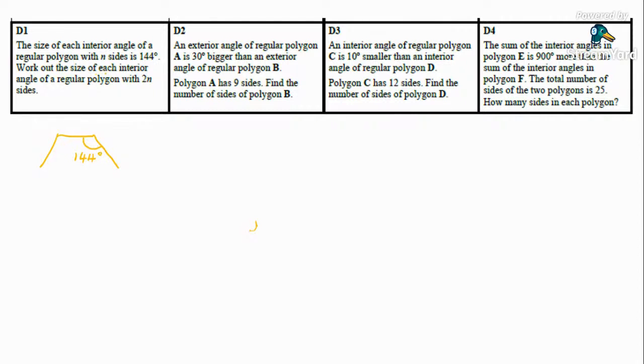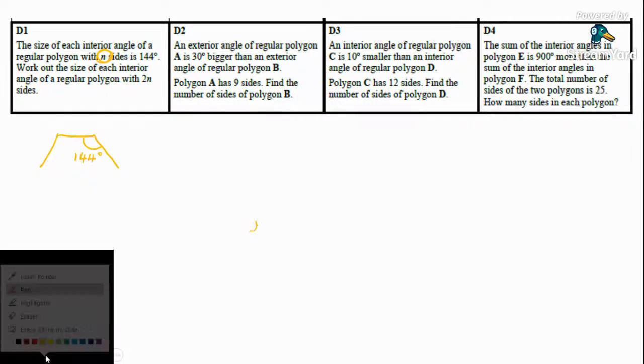Work out the size of each interior angle of a regular polygon with 2n sides. So what we have here is n sides. This is one polygon, our first polygon. Now we want to find the second polygon. So what you need to do is find out the number of n here.